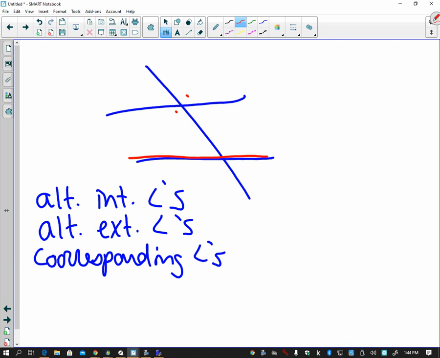Okay? So one of the key marks that we'll see is that it's going to have to be an angle that's going to touch either of the two lines I'm trying to prove are parallel.